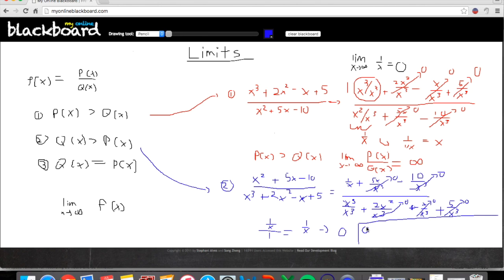So for this statement here, and I'm going to put it in this box over here, when q of x is greater than p of x, the limit, I apologize for it being sloppy, as x approaches infinity of p of x over q of x is equal to 0.